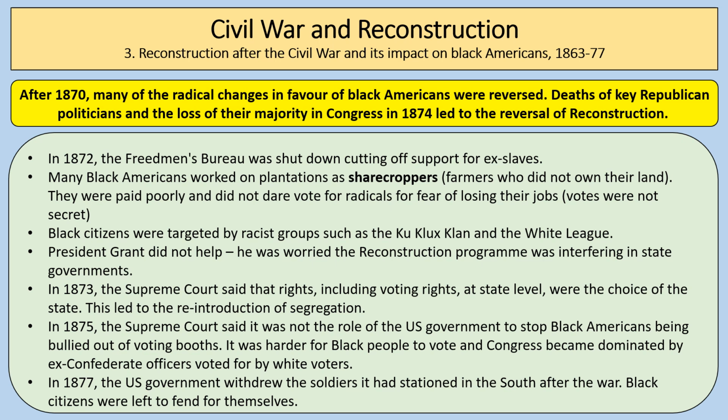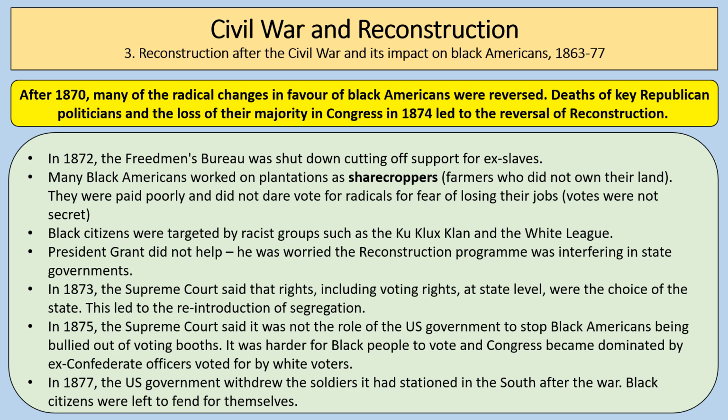President Ulysses Grant did not help. He was worried that the Reconstruction program was interfering in state governments. So President Grant didn't really get involved in protecting the rights of Black people. In 1873, the Supreme Court said that rights, including voting rights at state level, were the choice of the state, and this led to the reintroduction of segregation.